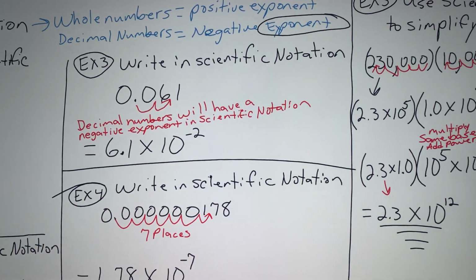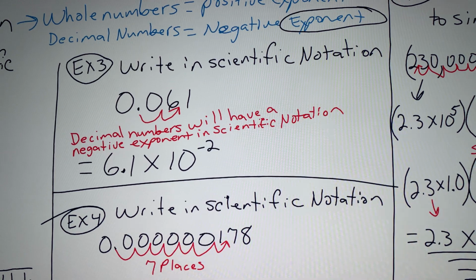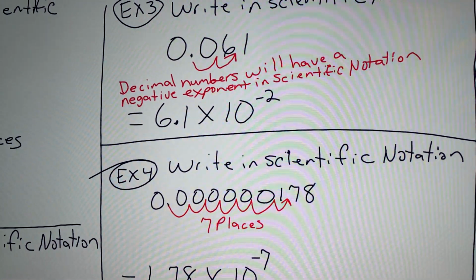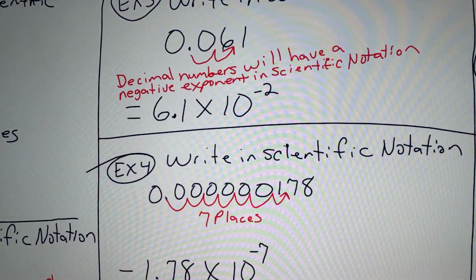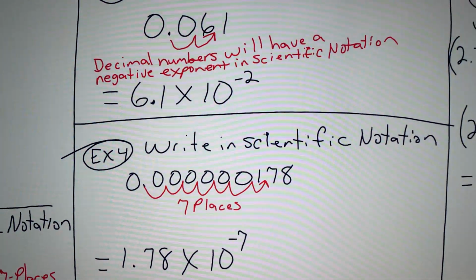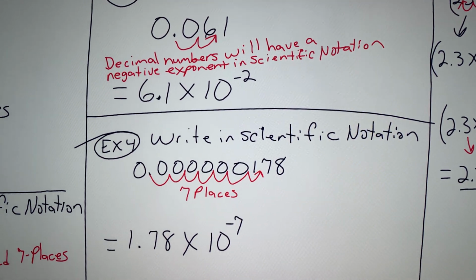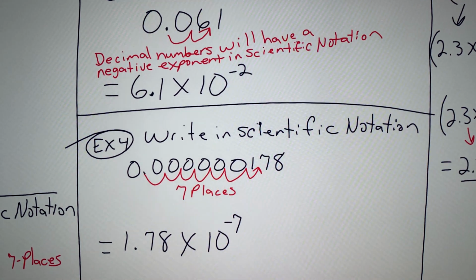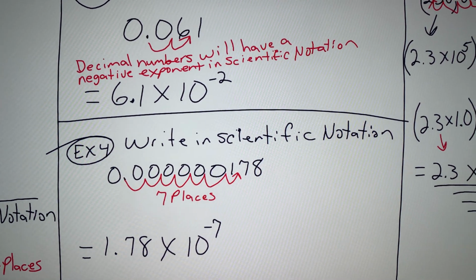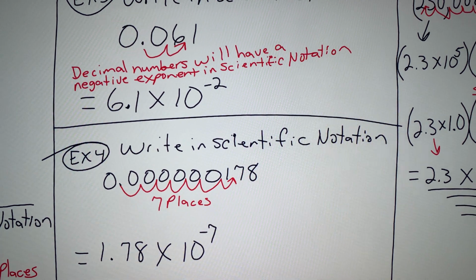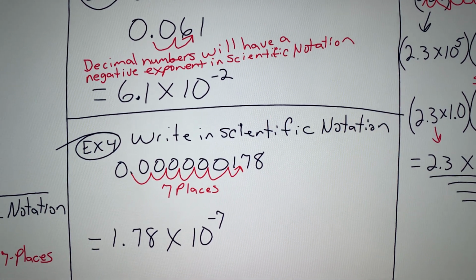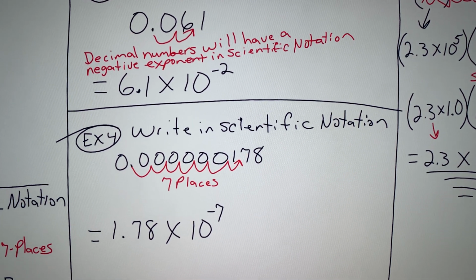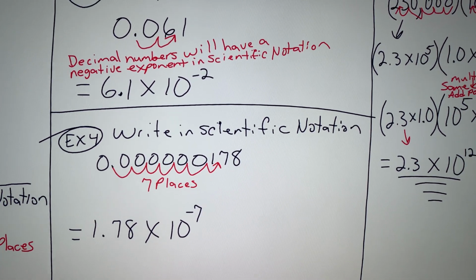Now we're looking at a decimal number right there. That decimal, again, we're going to move between the first two numbers, but this time it's going to go to the right. Since we were originally given a decimal number, and we moved that decimal 2 places to get it between the first two actual numbers, we write this as 6.1 times 10 to the negative 2nd power.